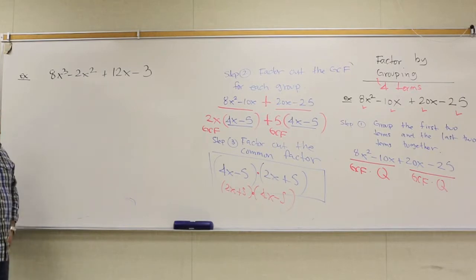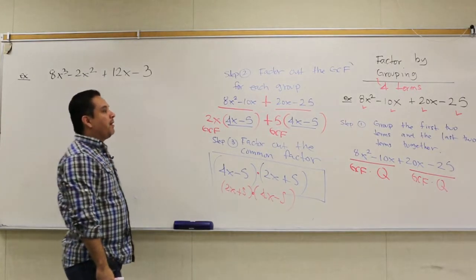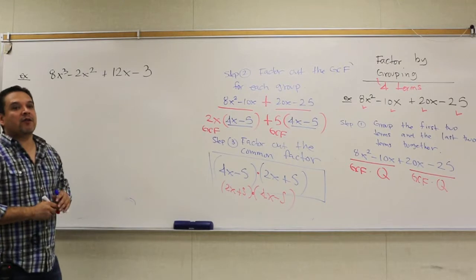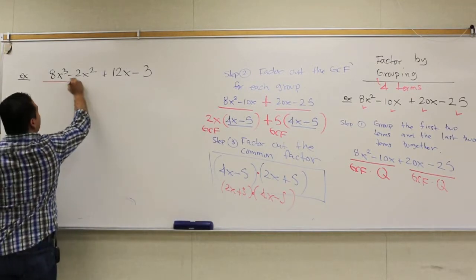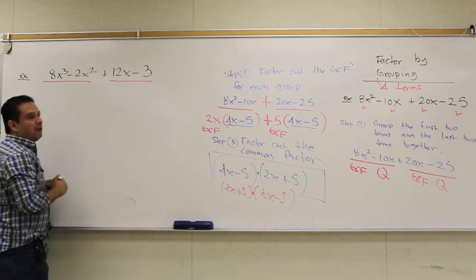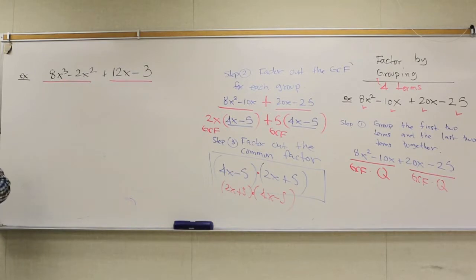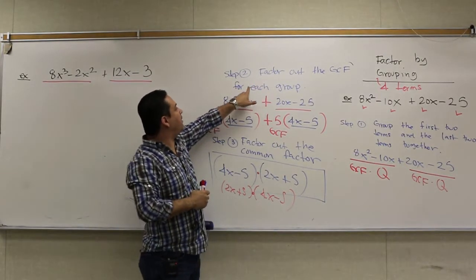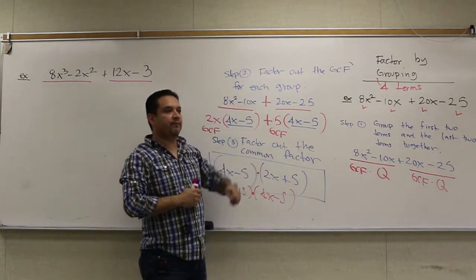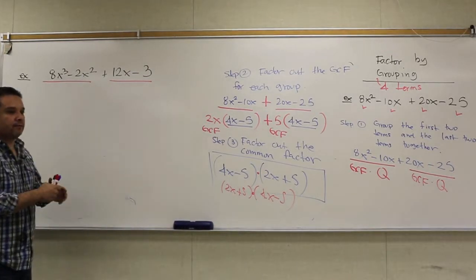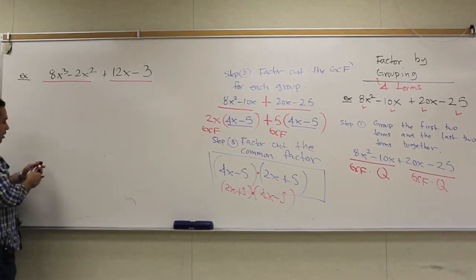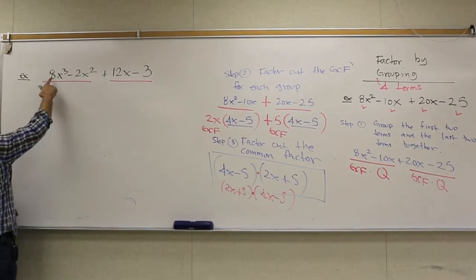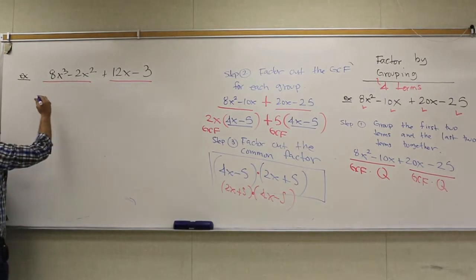Okay, here we go. How do we factor by grouping? I'm going to change your format a little bit. I'm going to be a little more efficient. Group the first two and the what? The last two. What does step 2 say? Factor out the greatest common factor for each group. So what comes out here? What's the greatest common factor of 8x cubed and 2x squared?